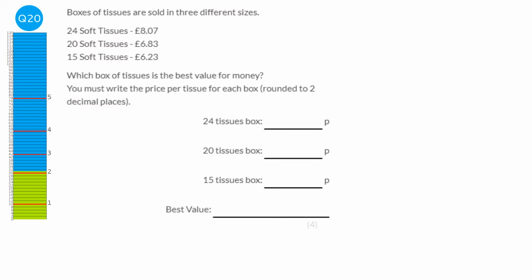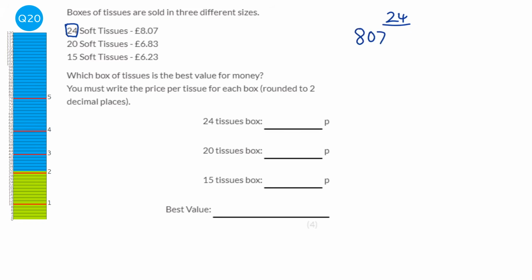There are a number of different ways of working out this question. You can find out the amount of tissues per penny. You can work out the price of one tissue, or you can get all the amount of tissues into the same amount. I'm going to find out the price per one tissue. And we're going to start off with the 24. And what I'm going to do is convert the money into pence, just to mean that we don't have as much decimal.